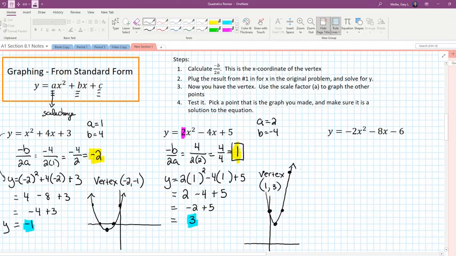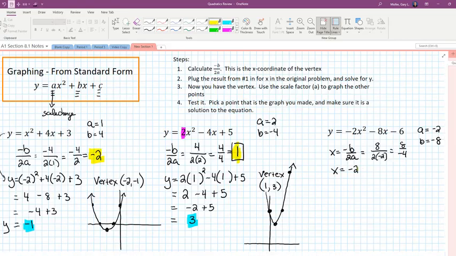All right, if you haven't already done so, please pause the video and try this next one on your own. A little more negatives going on in this one. A is negative 2, b is negative 8. So just be careful. I know that the x coordinate is negative b divided by 2a, which is a negative b, so that's positive 8, divided by 2 times negative 2. So we're going to have 8 over negative 4. I get x equals negative 2.